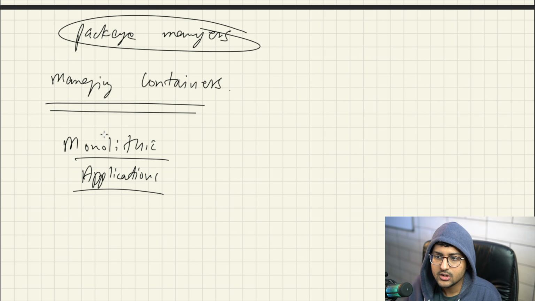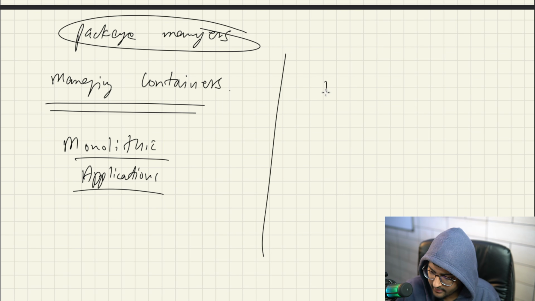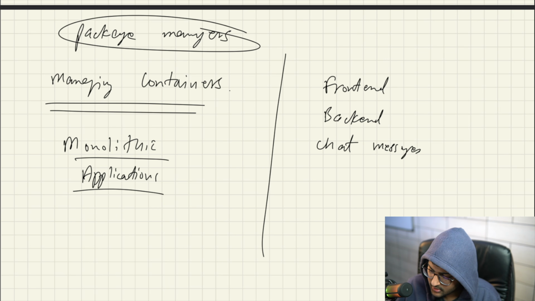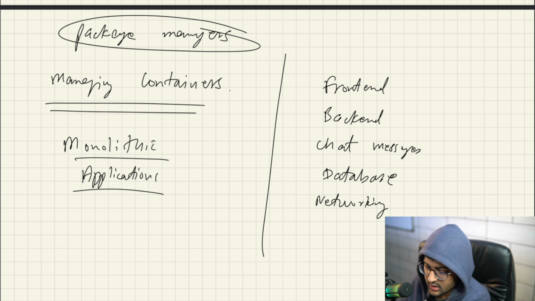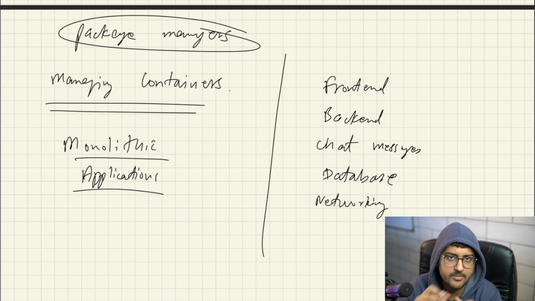It is very simple. Monolithic architecture basically means that you have, let's say, a website. What do we have in a website? We have the front end, we have the back end, and we have some messaging, chat messages or something, and we have a database, for example. And we have some networking components. So five components in a simple web application.